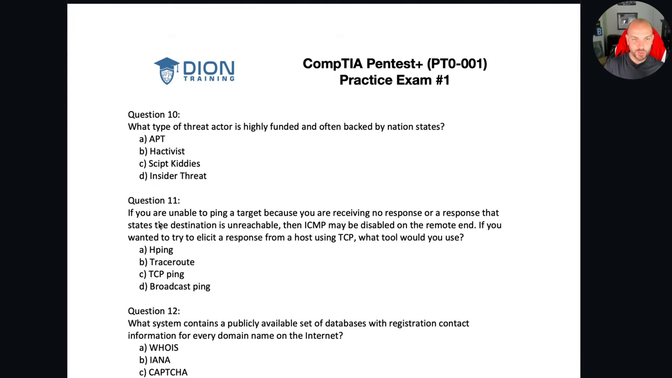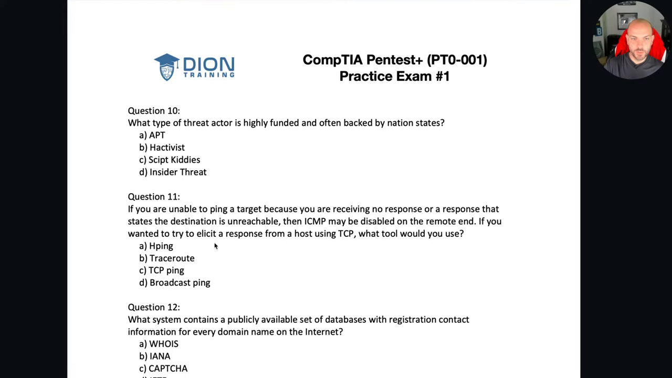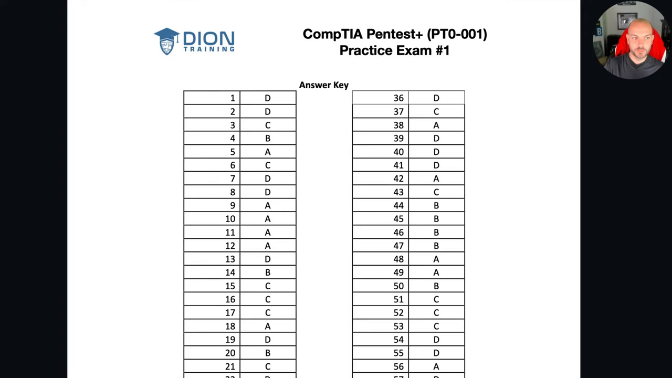All right. Question 11. If you are unable to ping a target because you are receiving no response or a response that states the destination is unreachable, then ICMP may be disabled on the remote end. If you wanted to try to elicit a response from a host using TCP, which tool would you use? Well, it wouldn't be a broadcast ping. It wouldn't be traceroute because that uses ICMP. I'm not sure what TCP ping is, so let's go H ping. Question 11, so that will be A. And 11 is A. Okay.